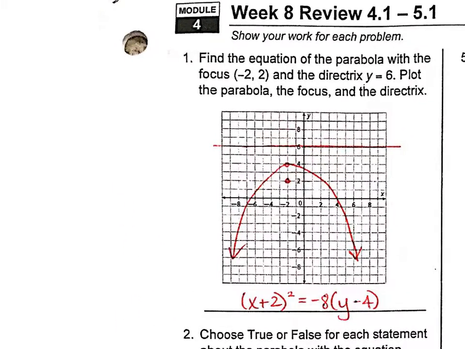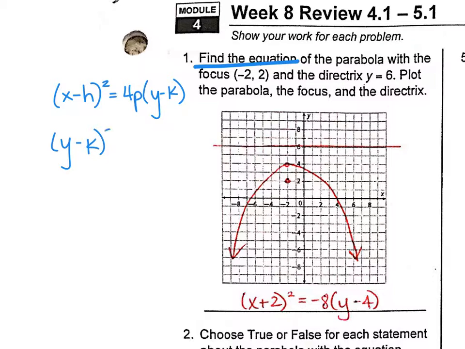All right, so this is asking us to find the equation. So obviously before we can find the equation, we need to remember what formats our equations come in. And the two answers there, we have (x minus h) squared. All right, we've got this one. And then we also have (y minus k) squared. Notice that these are very much the same.